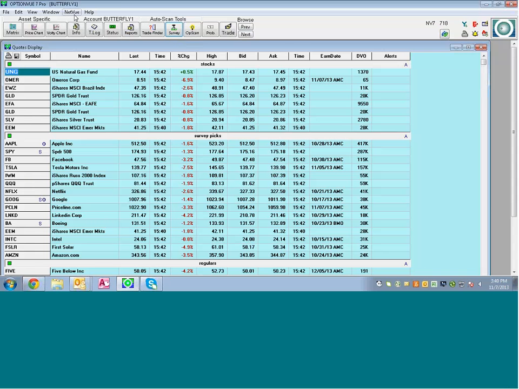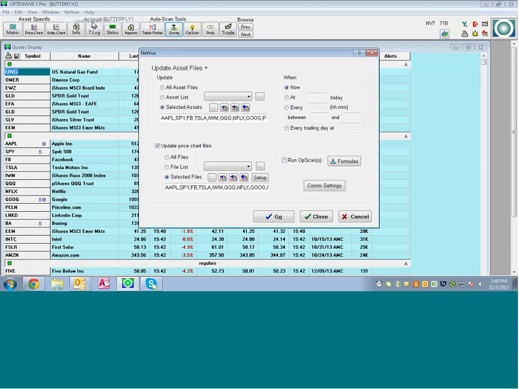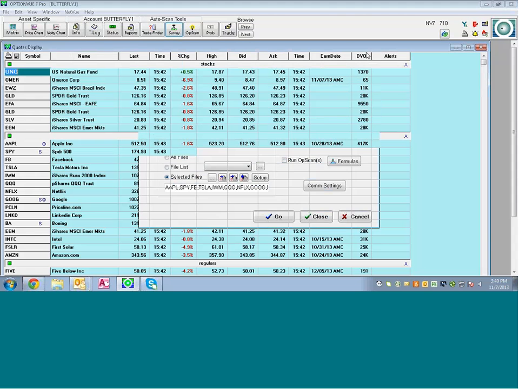And then the other area to check was here at the top, NetView, and then update asset files. So I wanted to make sure that as a beginner, you've got all the good prices coming in during the day or with end of day information by going here and saying all asset files and then updating your price chart files. That way everything's organized and ready to go.